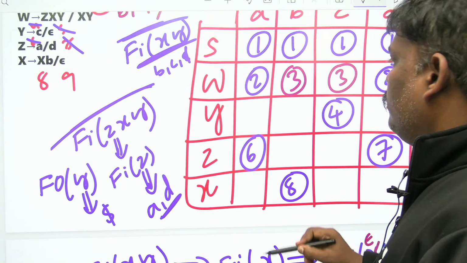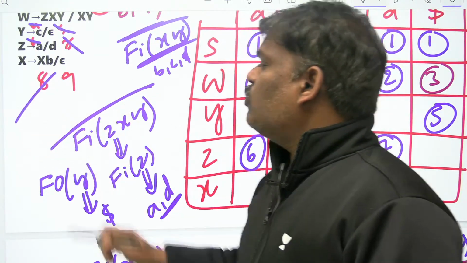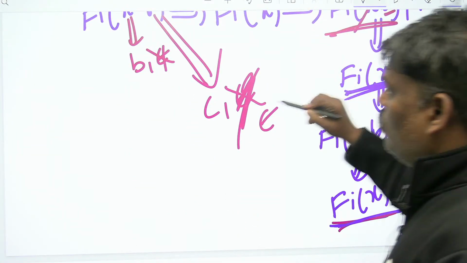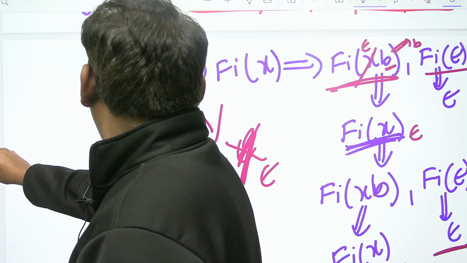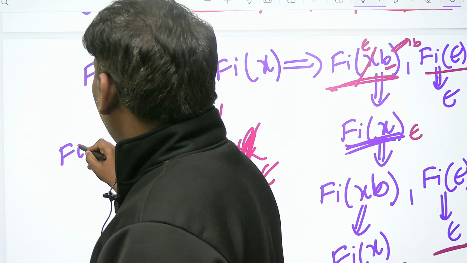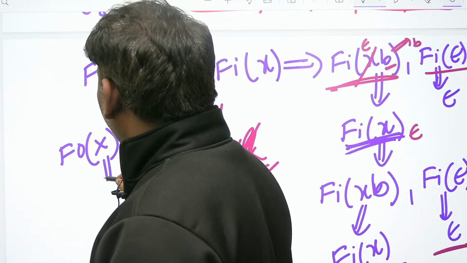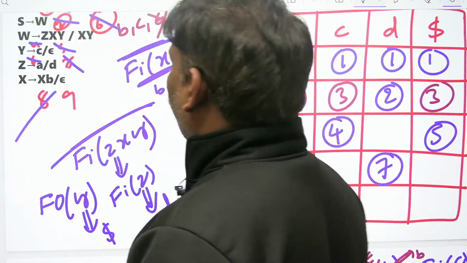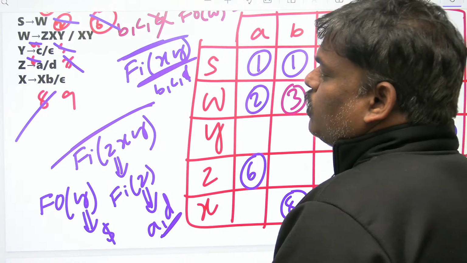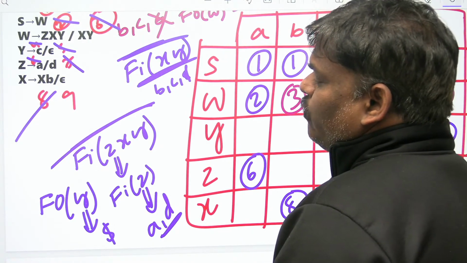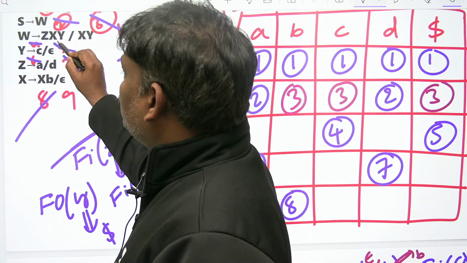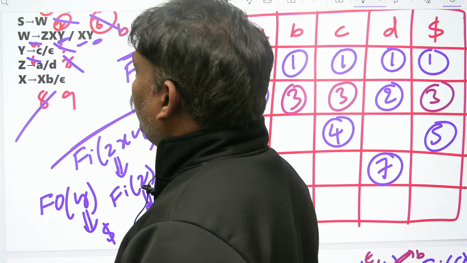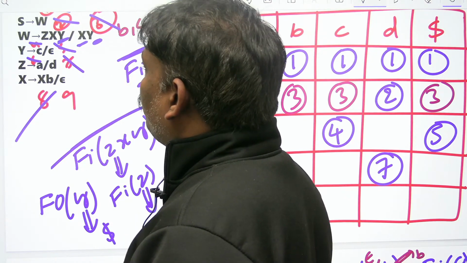Can you say what about the 9th production? 9th production will go to follow of x. Let's see. Can you say what is the follow of x? See the grammar and tell. Follow of x is first of y.